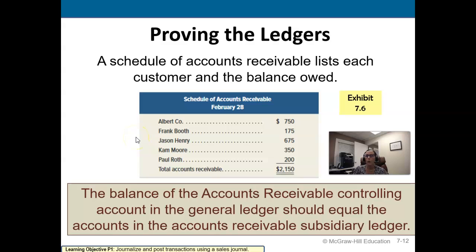You always want to do what's called prove your ledgers. So you want to make sure that, again, the sum total of all amounts on the subsidiary ledgers in fact adds up to the master ledger, the controlling ledger. So in this case, we've got the accounts receivable controlling amount, and do all of our individual customers add up to that? Hopefully, yes. If not, we've got to go back and see.